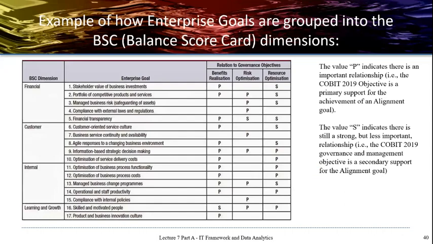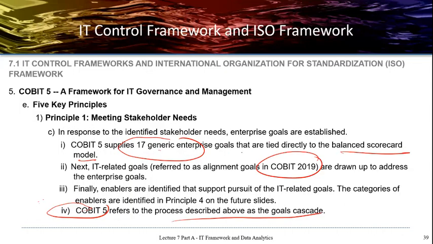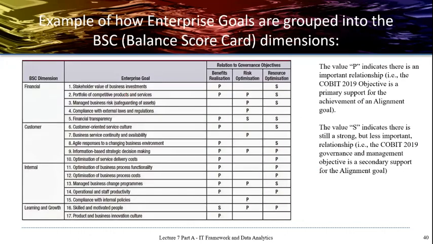So this is the balanced scorecard. The 17 generic goals are directly connected to the balanced scorecard. These are the 17 goals under 4 categories: financial, customer, internal, and learning and growth. So these 17 goals include stakeholder value of business investment, portfolio, and competitive products and services. These are under financial. Financial 5, customer 5, internal 5, and learning and growth 2.